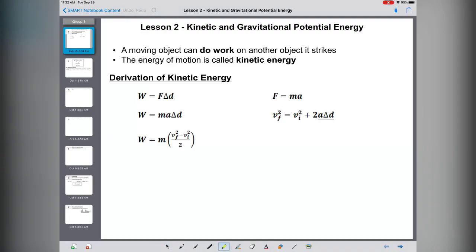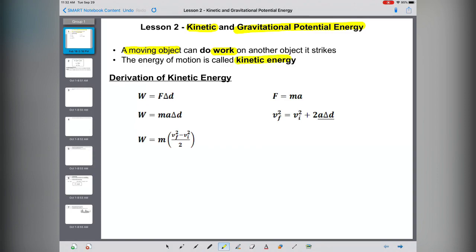So today, lesson 2, we're reviewing the concept of kinetic energy and gravitational potential energy. We already talked about how work and energy are related. The first type of energy we're going to talk about is for objects that are moving. When something is moving, it possesses something called kinetic energy.